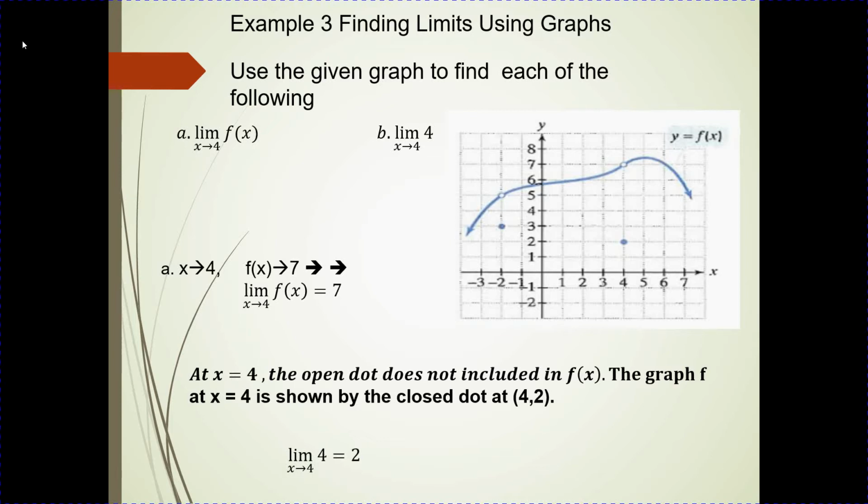So this is example 3, finding limits using graphs. Let's go to example 4, find the limit by graphing the function. Graph f of x equal to 2x minus 4 for x different from 3, and negative 5 when x is equal to 3. Then find the limit of f of x as x approaches 3. So here we have a piecewise function. That means the function is defined by two equations.